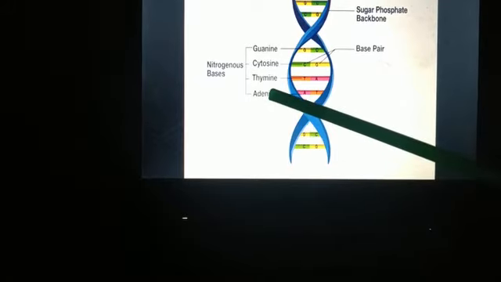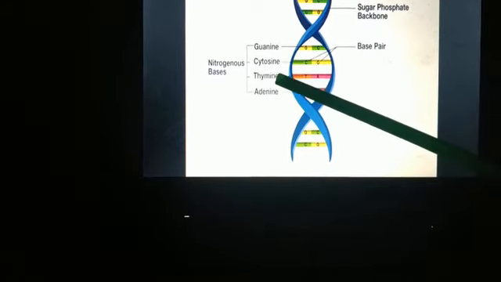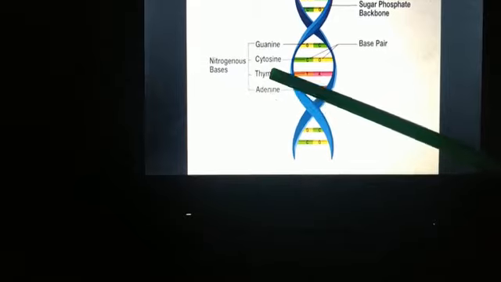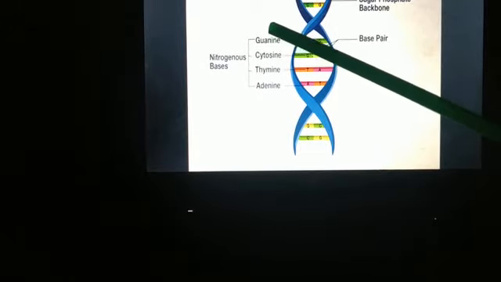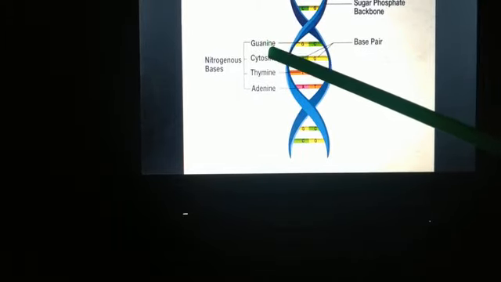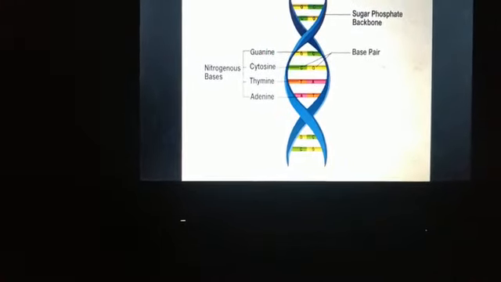Now, between A and T, there will be 2 hydrogen bonds, a double bond. And between G and C, there are 3 hydrogen bonds, that is a triple bond. So the stronger one will be G and C because it contains 3 hydrogen bonds, a triple bond, isn't it? And this contains a double bond. So the strongest one will be G and C. So we need more energy to break down G and C compared to A and T.